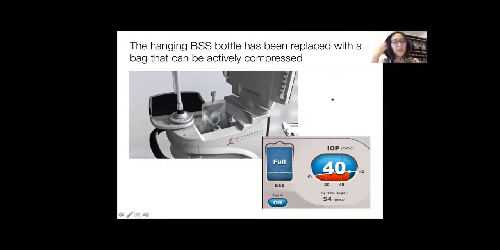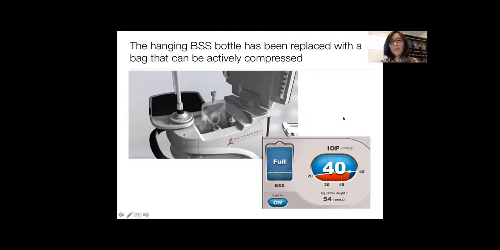So now the technology exists where hanging the bottle has been replaced with bags that are actually in the machine and are actively compressed. There are plates that will adjust and deliver the fluid so that you can just adjust the IOP. This is active fluidics. There's a sensor which senses how much fluid is coming in. This is the state of the art now, although it is not widespread. So adjusting the intraocular pressure by bottle height is very important.